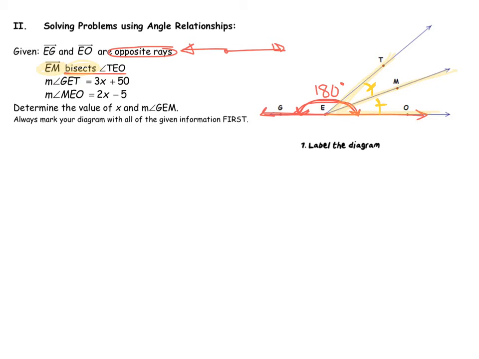And then finally, I have two angle measurements given. So we have this notation here. When I see that little M there, it means measure of. The measure of angle GET, that's this angle here, measures 3x plus 50 degrees. And angle MEO, that's this one here, measures 2x minus 5 degrees. So my suggestion would be that you take a minute, see if there's anything else you can fill in this diagram before we move on and try to set up an equation.